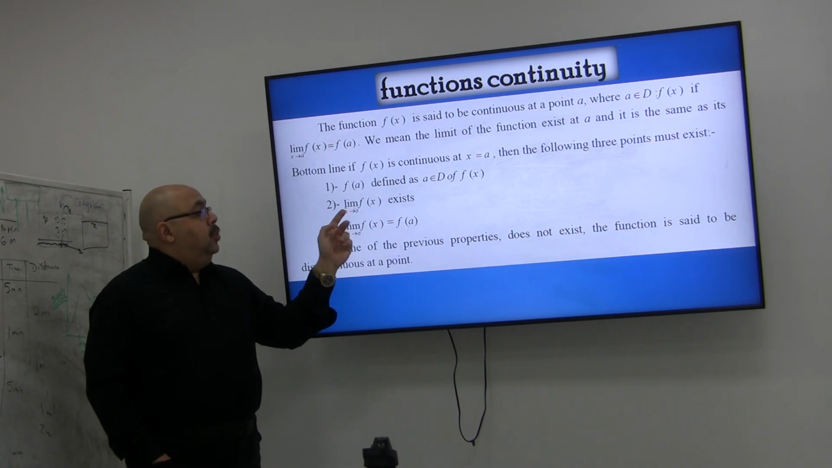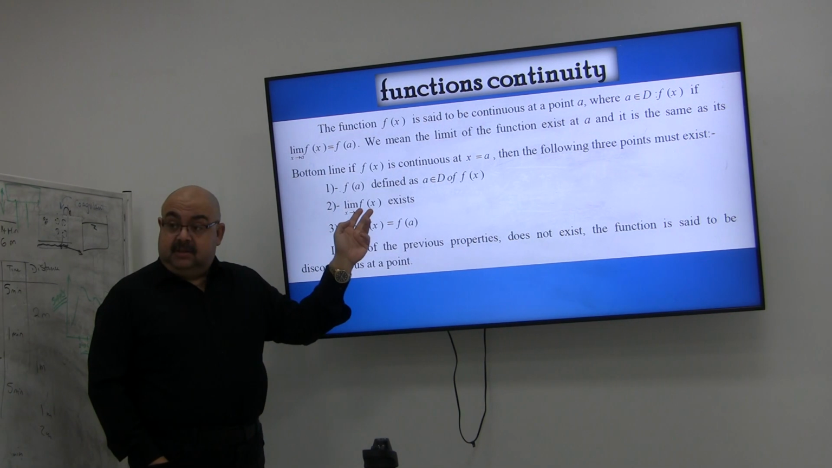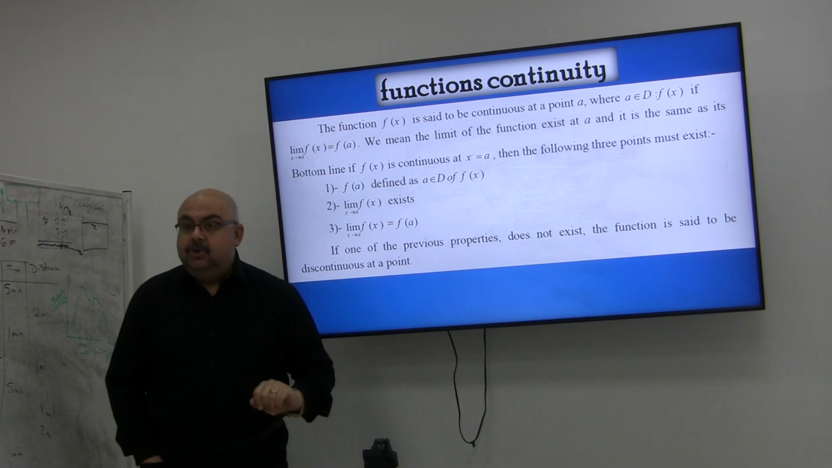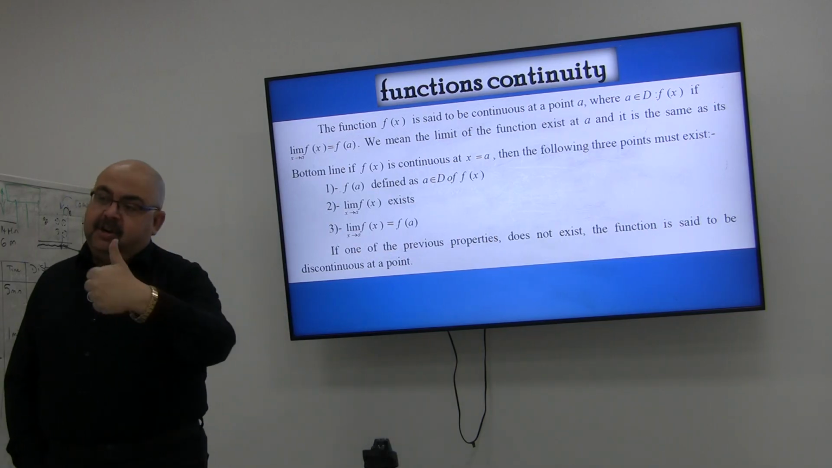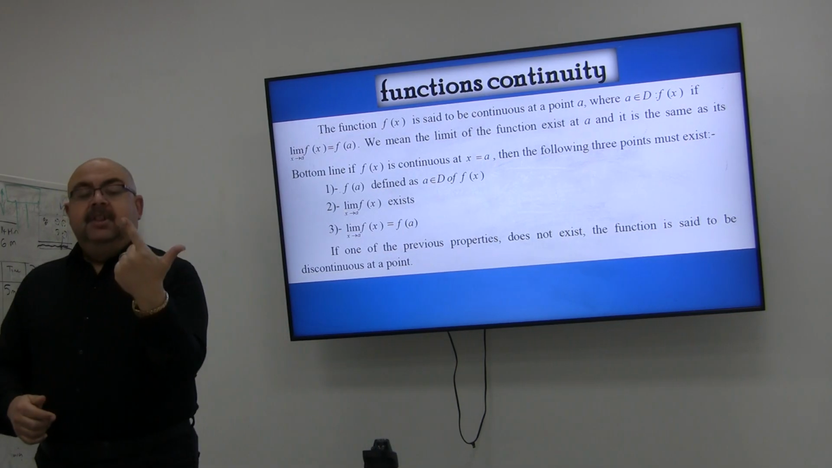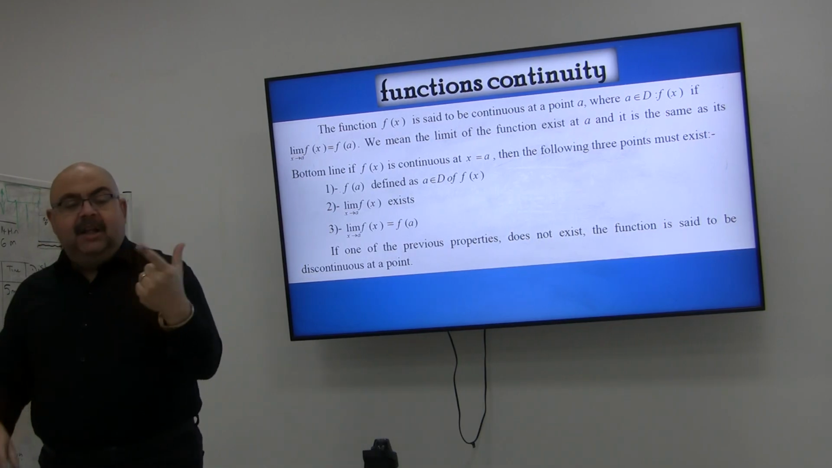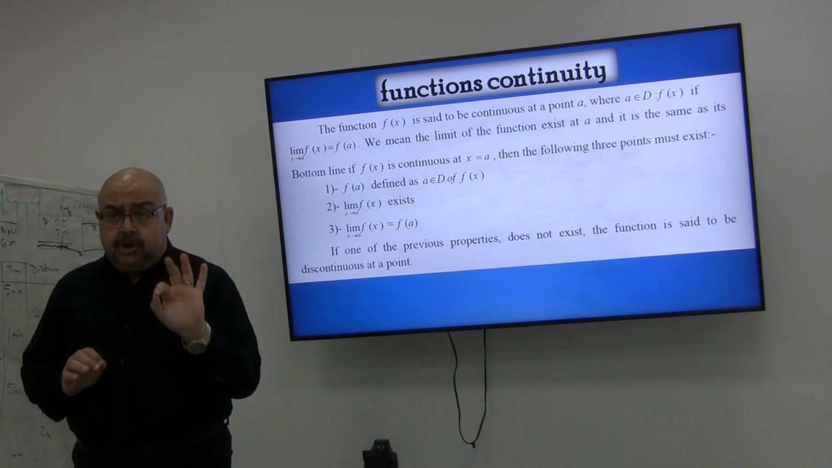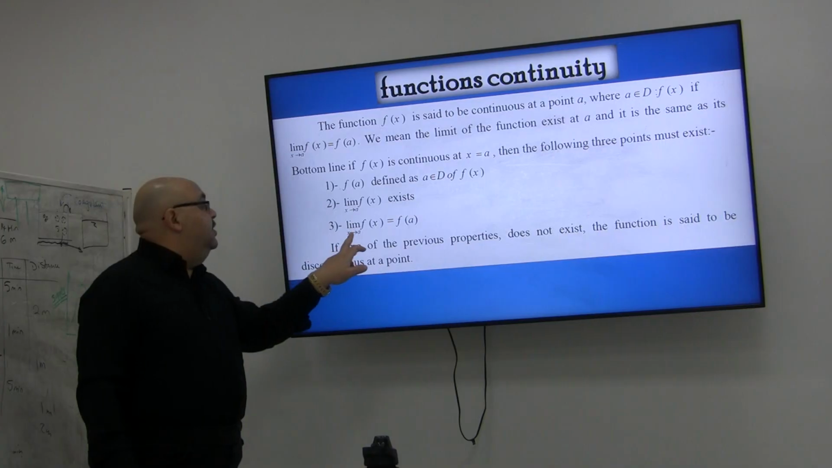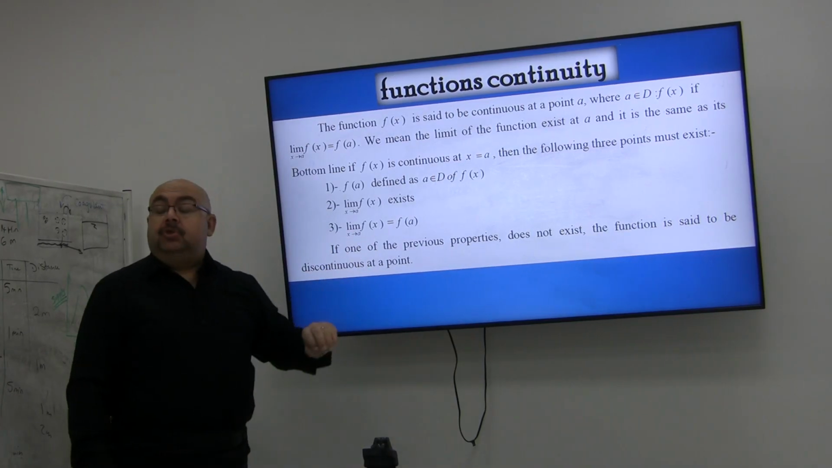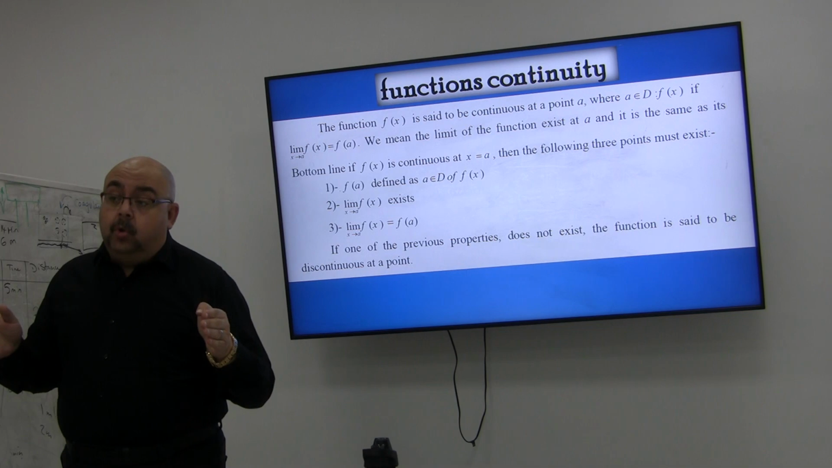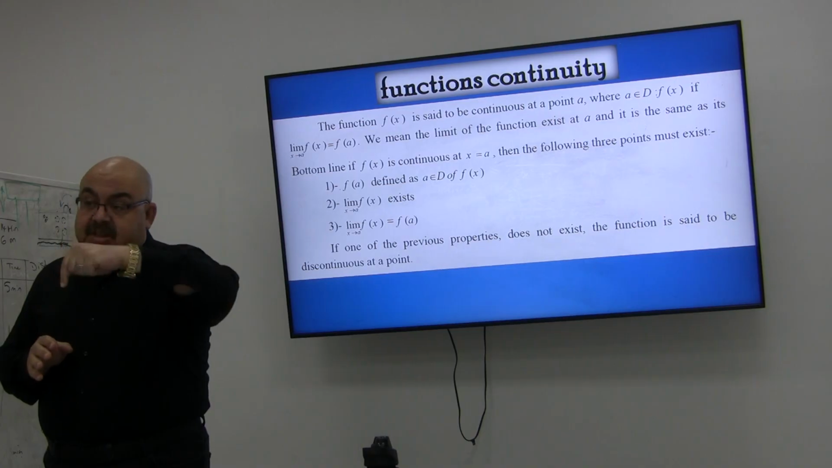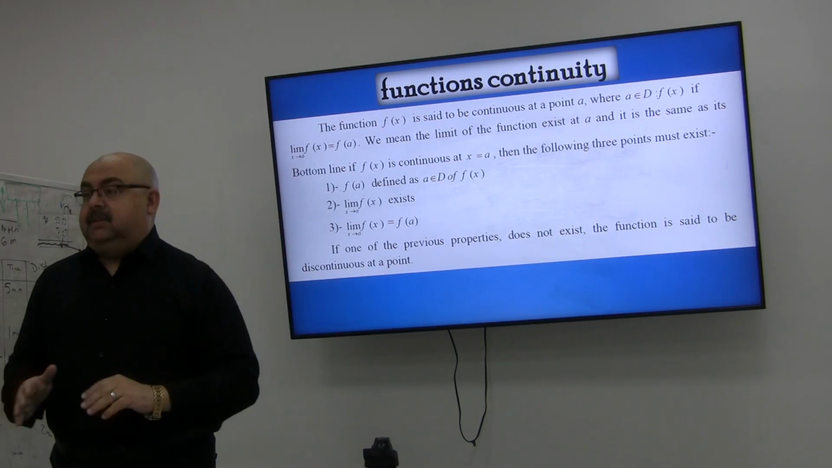Number two, the limit as x tends to a exists. Number three, both the definition and the limit are equal to each other. So how many conditions? Three of them. The function is defined, first step. The limit exists, second step. And both of them are equal to each other. In this case, your function is continuous at this point, which is point a. How do we study continuity within a set or within an interval? You have to be sure that those three conditions hold at each point within the set.